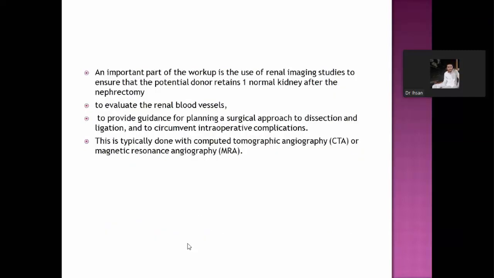An important part of workup is the use of renal imaging studies to ensure that the potential donor retains one normal kidney after nephrectomy. This is the important point. To avoid the blood vessels, to provide guidance for planning a surgical approach to dissection and ligation and circumvent intraoperative implications. This is typically done with computed tomographic angiography or magnetic resonance angiography.